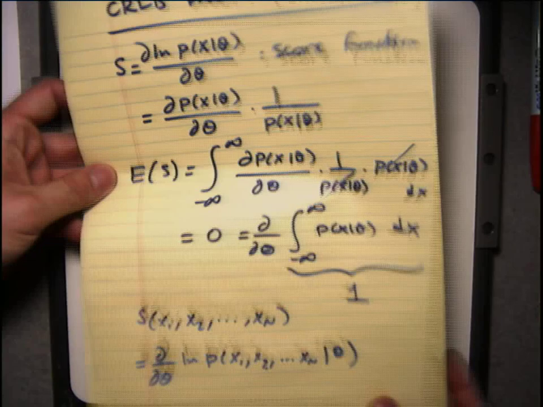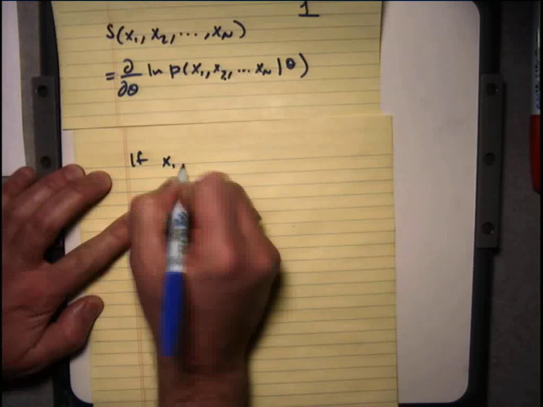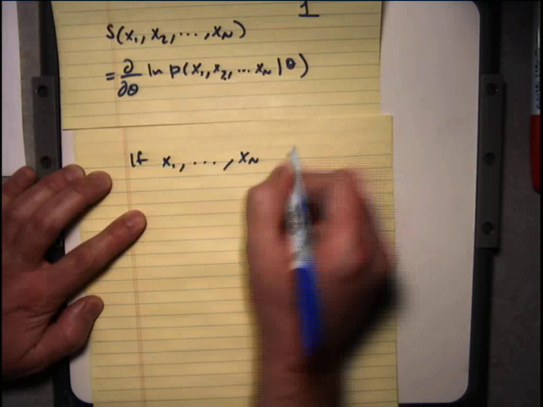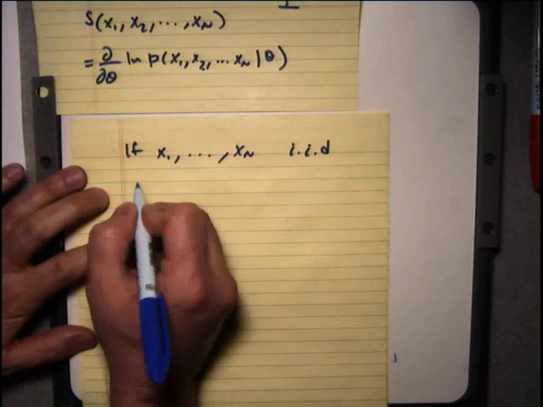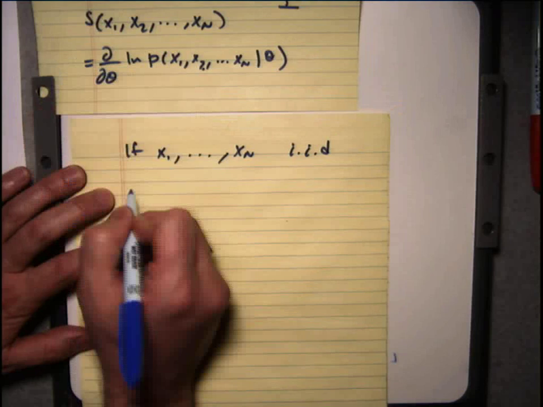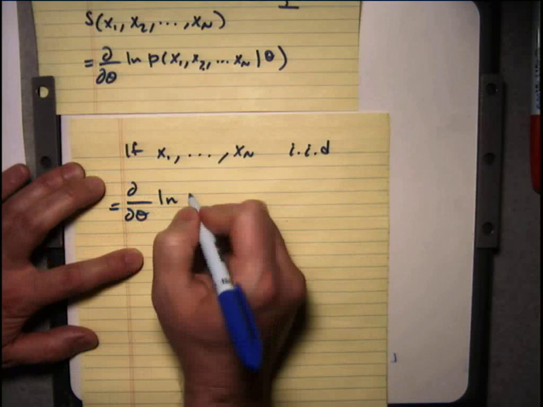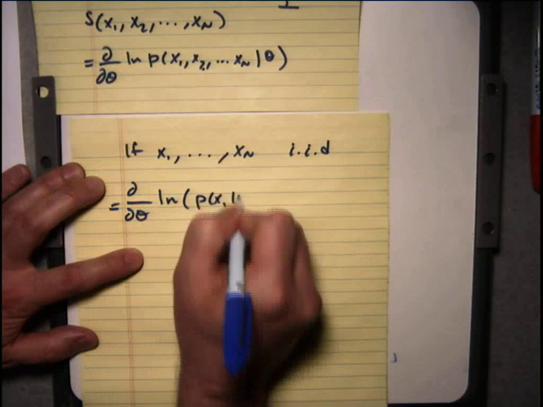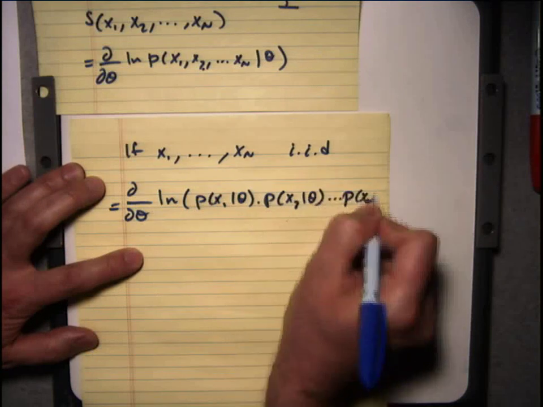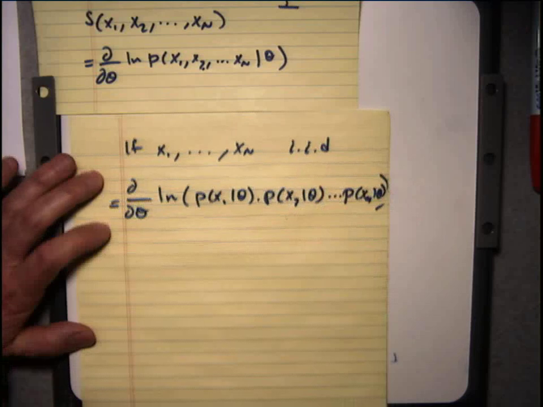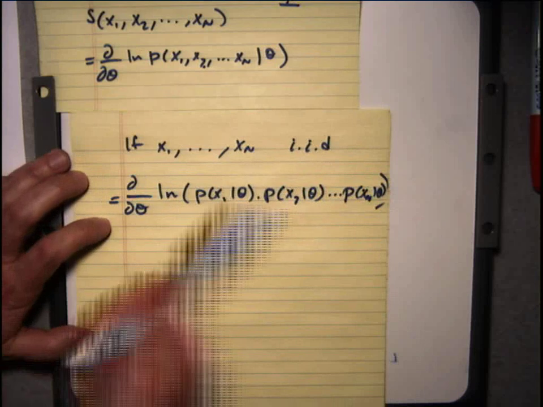Now, if the data points x1 through xn are independent and identically distributed, then this derivative I can write as d by d theta of the log of the product p of x1 given theta times p of x2 given theta, and so on, p of xn given theta. Now it's the log of a product.